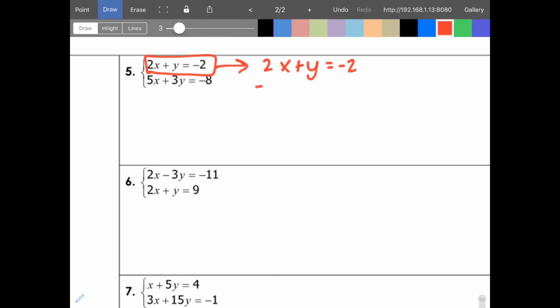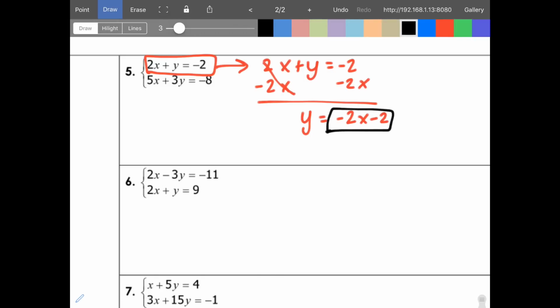We're going to get y alone by subtracting 2x from each side. We've done this many times, right? So this is y equals negative 2x minus 2. Now you're going to plug this piece in wherever you see y in the next equation. It has to be in the second equation. So we're going to get y by itself for one equation, which was the top one. And now we're going to plug negative 2x minus 2 into the bottom equation for y.